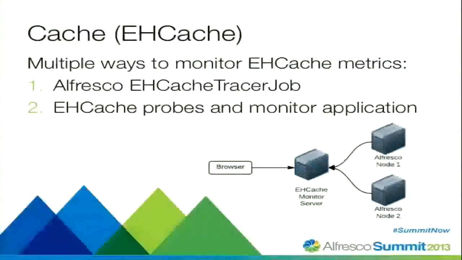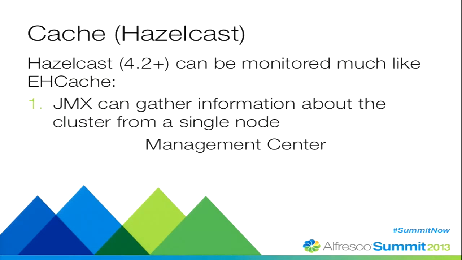The question is, what about 4.2? Because before 4.2, we had 2 components: JGroups for cluster discovery, EHCache for caching. In Alfresco 4.2, those have been completely replaced with a single product called Hazelcast.